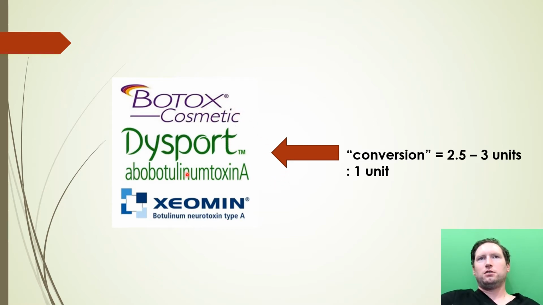When we talk about Dysport, we'll have to keep in mind for the purpose of this lecture, and if you end up getting some of these neurotoxins, that there's a conversion factor that plays in. That 1 unit of Botox or 1 unit of Xeomin is really equivalent to about 2.5 to 3 units of Dysport. So in general, we have to multiply it by about 3 when we're talking about how much Dysport somebody needs.